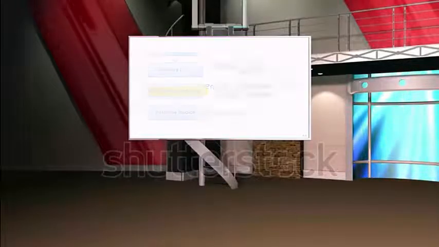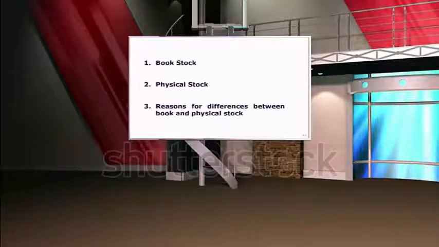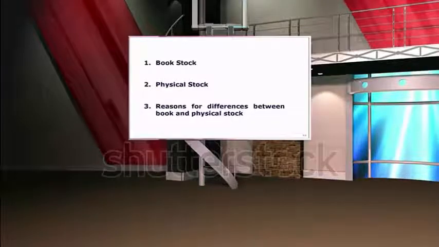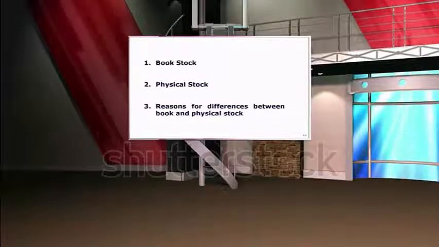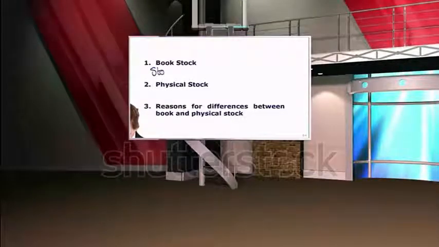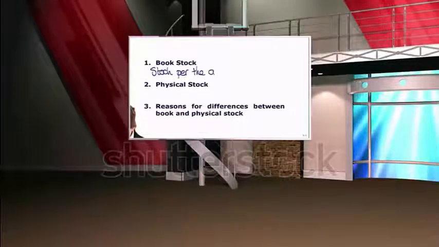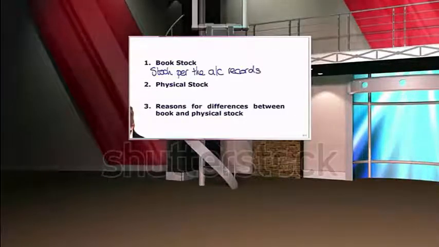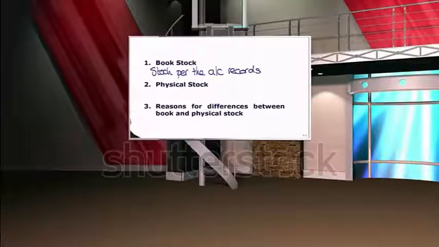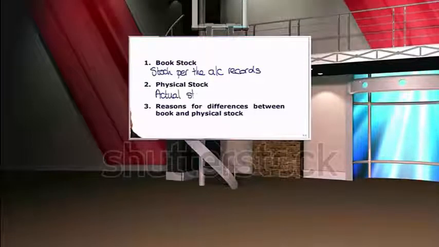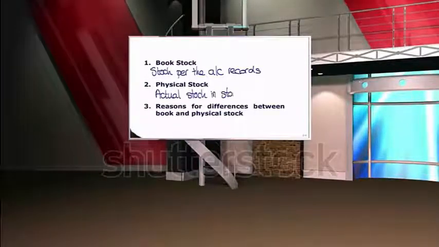We should be able to assume, therefore, that we could look at our accounting system at any point in time, and our accounting system will tell us exactly how many units of material there are in our stores department. And theoretically, this is true. Let's look at a bit of terminology. First of all, you need to be aware of the distinction between book stock and physical stock. Our book stock is our stock per the accounting records. Our physical stock, on the other hand, is our actual stock in the stores department.